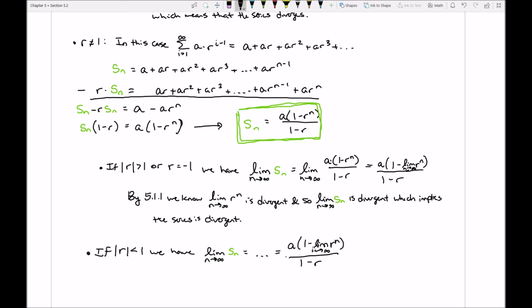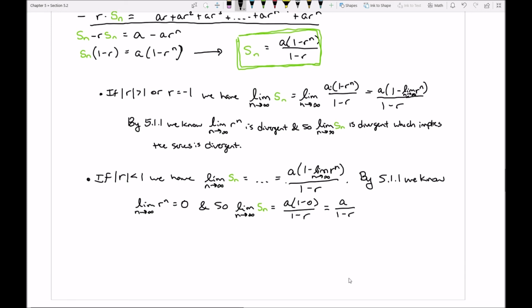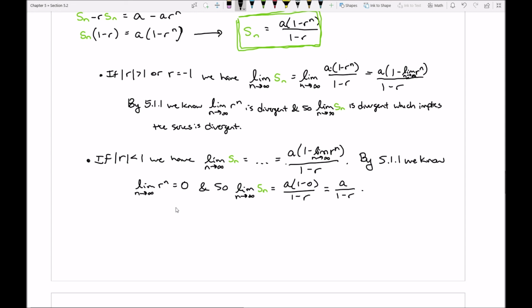So in this case, if the absolute value of r is less than 1, then, again, by looking back at those notes in 5.1.1, we know that the limit as n approaches infinity of r to the n in this case equals 0. And so the limit as n approaches infinity of s sub n is going to be equal to a times 1 minus 0 over 1 minus r, which, if you simplify that, is just a over 1 minus r. So the series converges because s sub n converges.